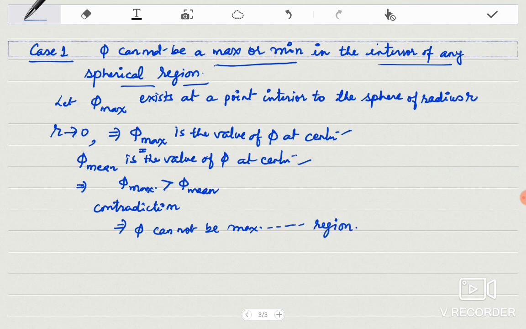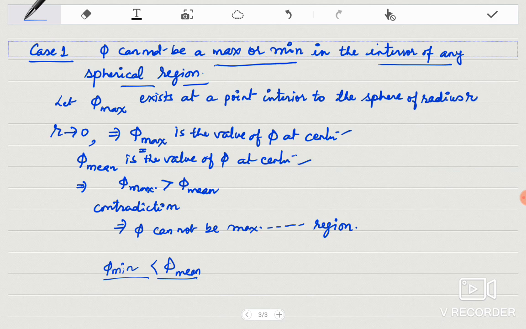The same way you can prove it for φ minimum. You take φ minimum to be existing at some point in the interior of the sphere. You approach that φ minimum to the value at the center. Then you will write φ minimum is less than φ mean, while these two should be same by the theorem. So again you will get a contradiction, and you can say that φ cannot be minimum in the interior of any spherical region.